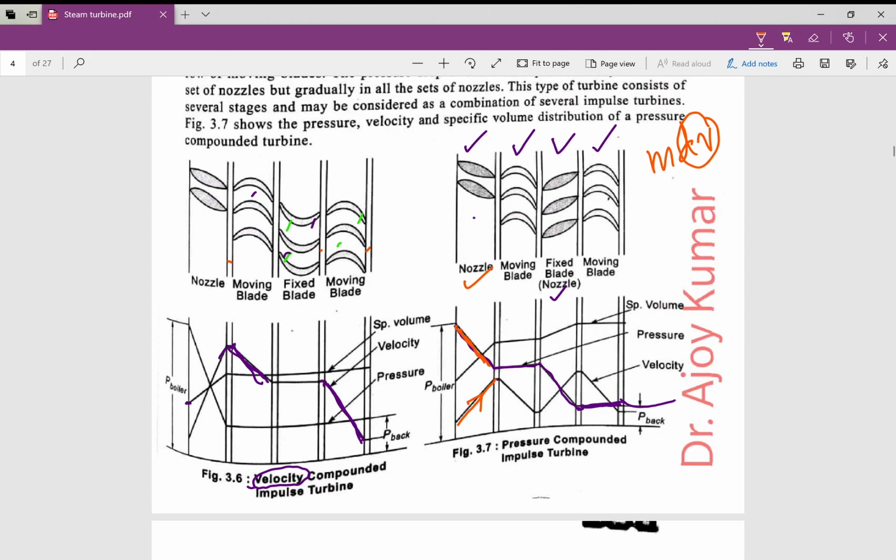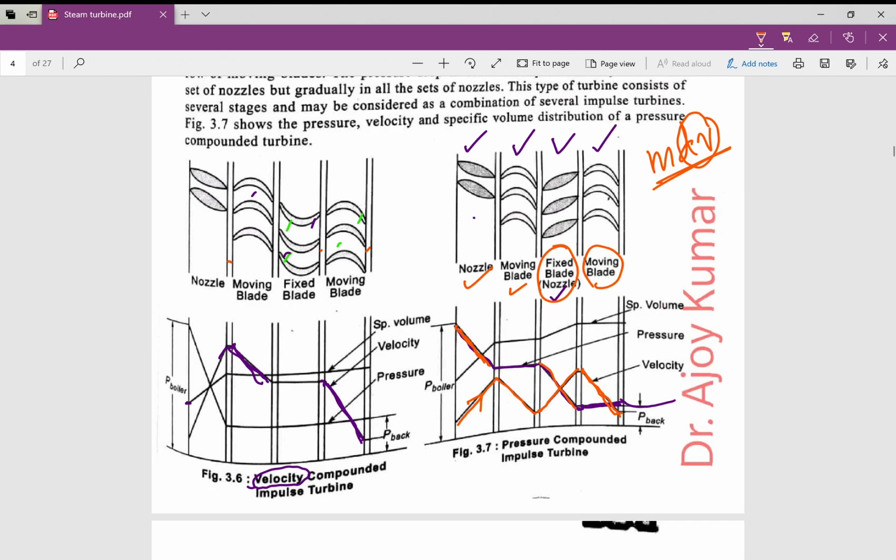Now when steam enters the moving blade, since we get work from the moving blade, there is a decrease in velocity. Right? Again, when it goes to this fixed blade which acts as a nozzle, velocity increases, pressure decreases, and again when it enters the moving blade, velocity decreases since we get work. If we apply the equation of change of momentum, velocity decreases and we get work.